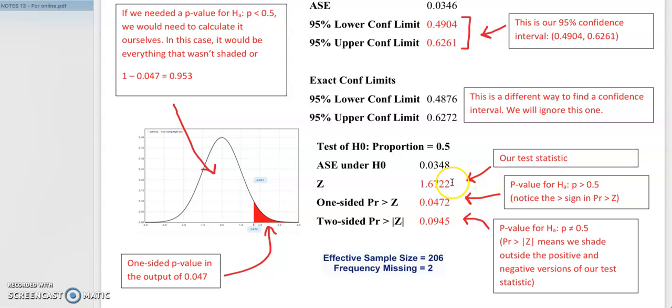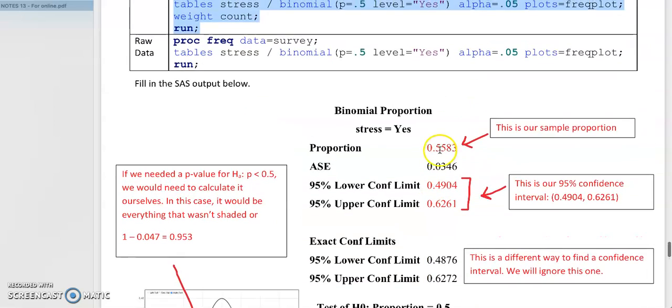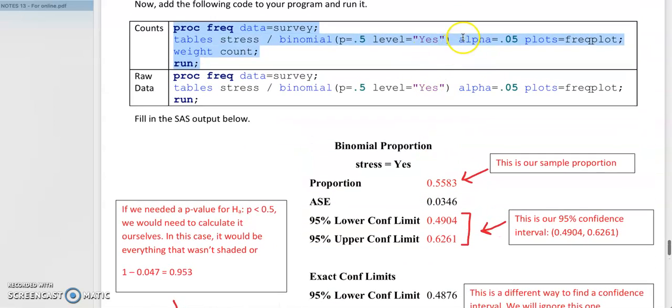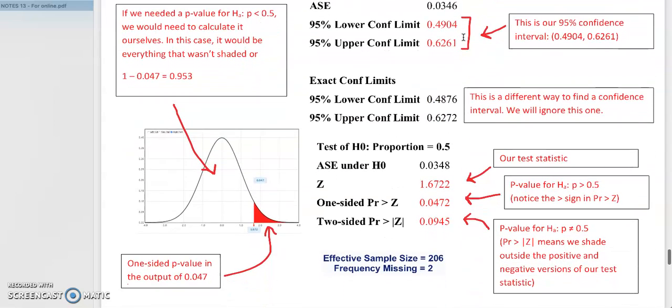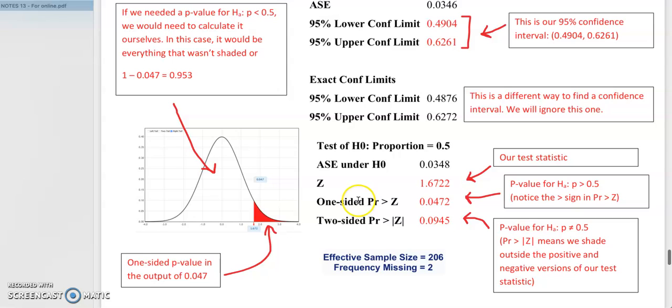If we calculate our test statistic, this is the number that we get. And then we never actually specified anything about our alternative hypothesis. So what SAS does is it gives us one one-sided p-value and one two-sided p-value. The two-sided p-value is just going to be plugging 1.6722 onto my horizontal axis, also putting negative 1.6722 on there, and then shading on both sides. So that would be if we had an alternative hypothesis that said p was not 0.5.